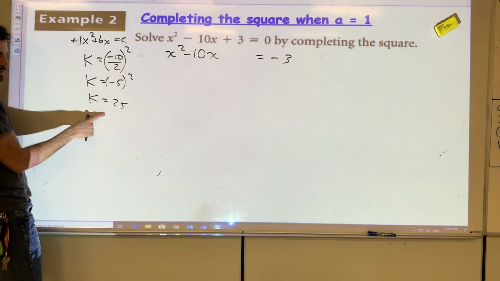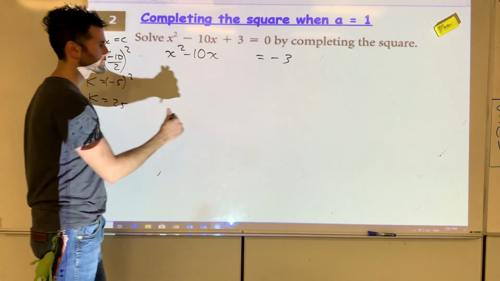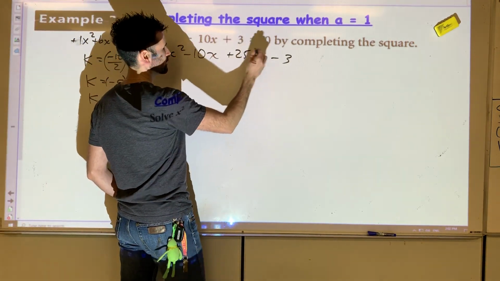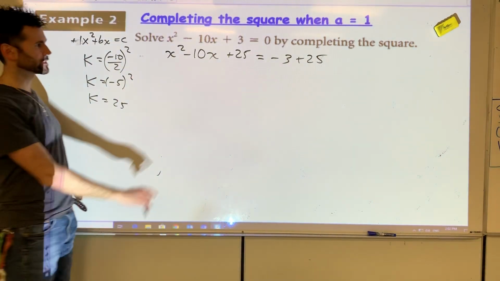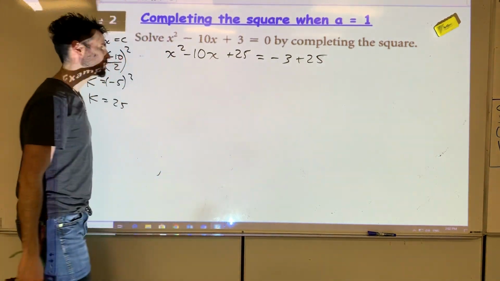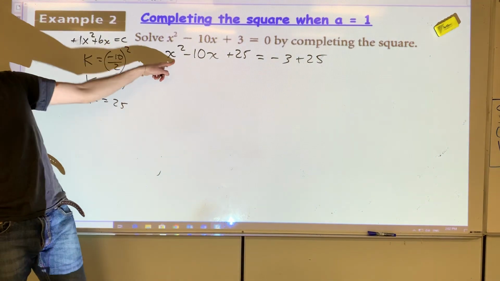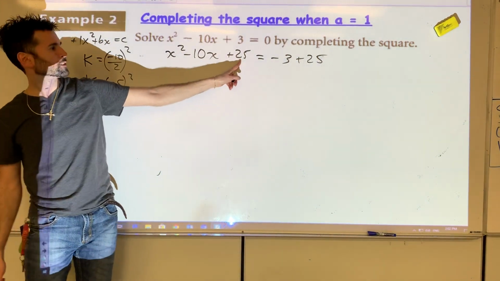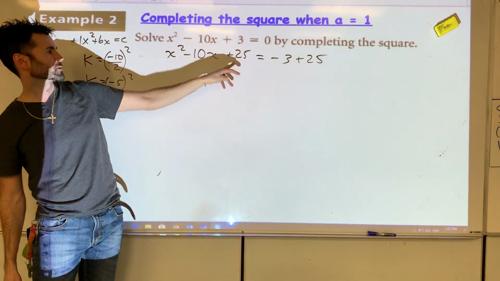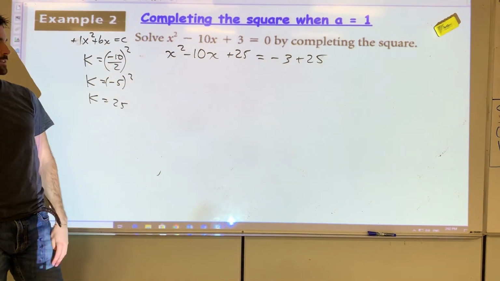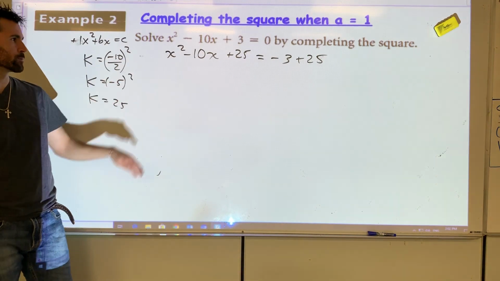So what are we going to do? We're going to add this to both sides. So we add it over here, and we add it over there. Now if I did everything right, this is a perfect square trinomial. You can check. Is that a perfect square? Yes. Is that a perfect square? Yes. And is 2 times the square root of that times the square root of that negative 10? If it is, it's a perfect square. It is, I guarantee you. It will be every time.